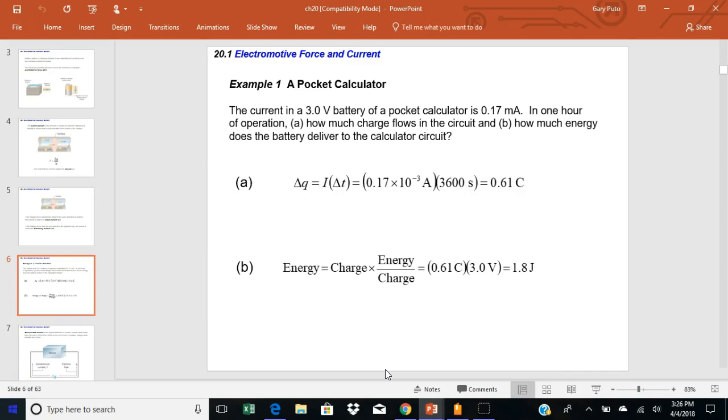Okay, now how much energy does the battery deliver to the circuit? Remember from chapter 19, voltage is equal to the energy divided by the charge. The energy is the electric potential energy divided by the charge, Q sub 0. Now we want to find the energy, so the energy is equal to the charge times the voltage, Q times V. Q is 0.61 coulombs, voltage 3 volts. 1.8 joules of energy is delivered to the calculator circuit. The battery delivers 1.8 joules of energy to the calculator circuit.